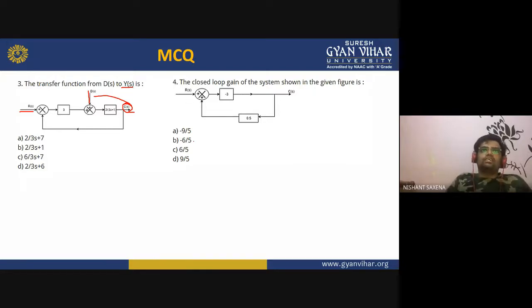In the fourth question, the closed loop gain of the system is shown to you. The closed loop gain has to be found out. That is the net equivalent gain of the transfer function, the net equivalent transfer function. So find out Cs upon Rs, and you will get the closed loop gain.